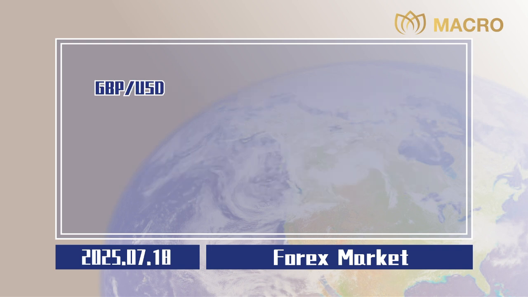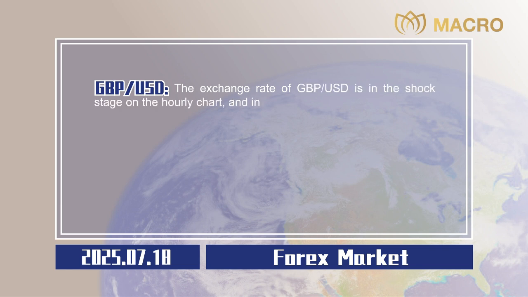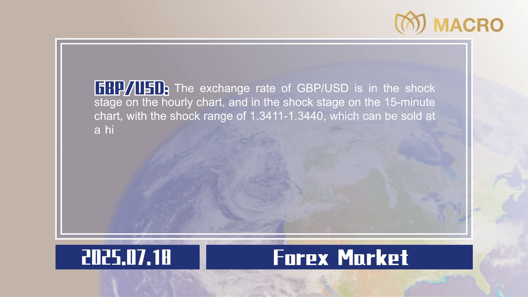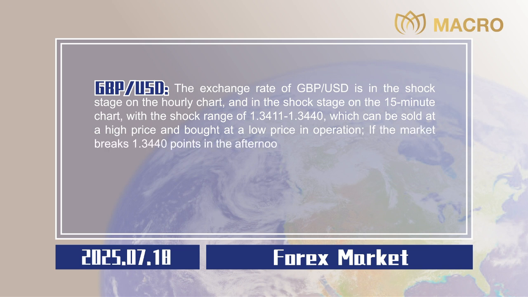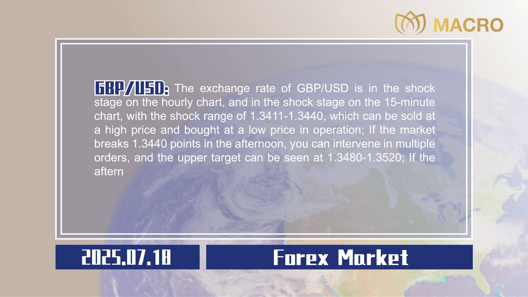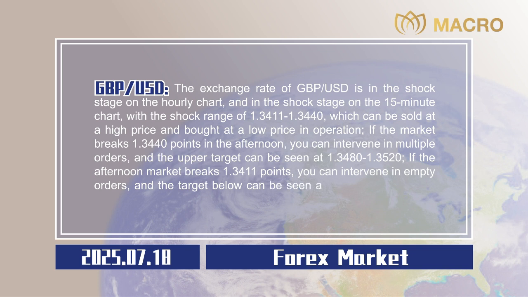Pound sterling to US dollar. The exchange rate of pound sterling to US dollar is in the shock stage on the hourly chart, and in the shock stage on the 15-minute chart, with a shock range of 1.3411 to 1.3440, which can be sold at a high price and bought at a low price in operation. If the market breaks 1.3440 points in the afternoon, you can intervene in multiple orders, and the upper target can be seen at 1.3480 to 1.3520. If the afternoon market breaks 1.3411 points, you can intervene in empty orders, and the target below can be seen at 1.3370 to 1.3330. Stop losses are all 20 points.